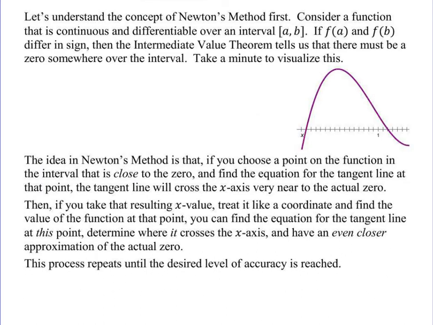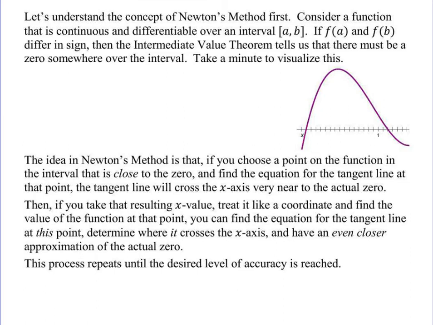Section 3.8 is Newton's method. It's basically a complicated way of finding zeros that you can use instead of your graphing calculator, using calculus. But it gets at some important concepts that we have learned so far in this class, and it's kind of an important one to know. It's kind of a fun one to know, actually.